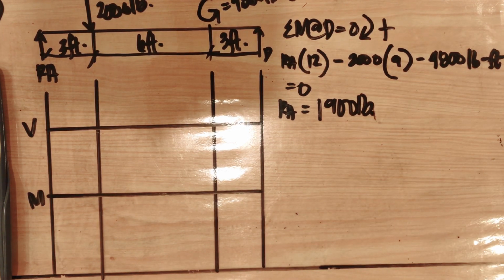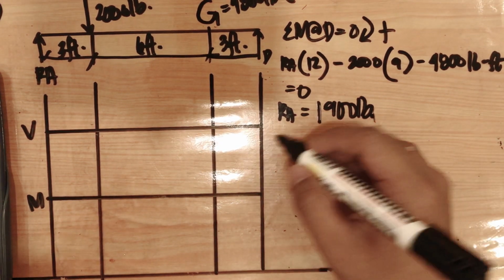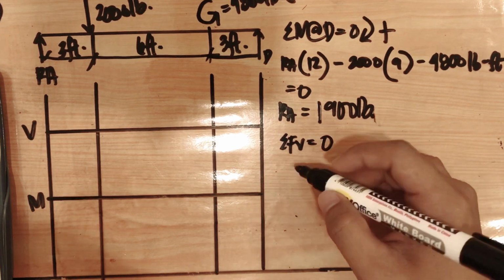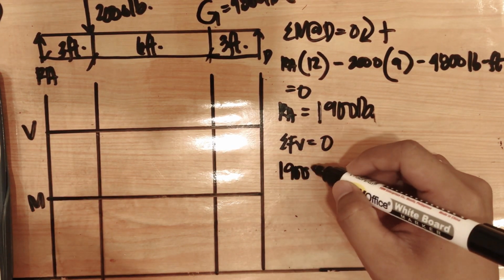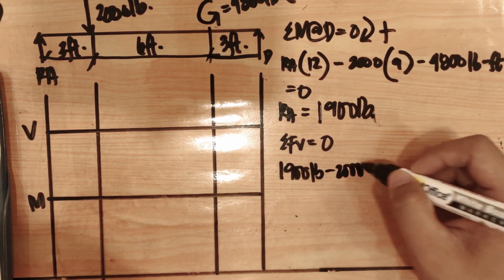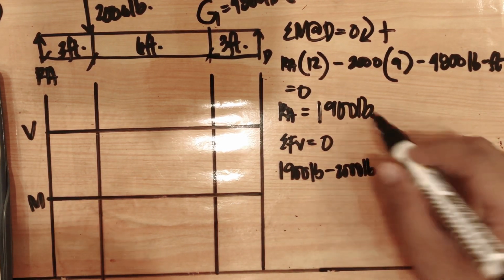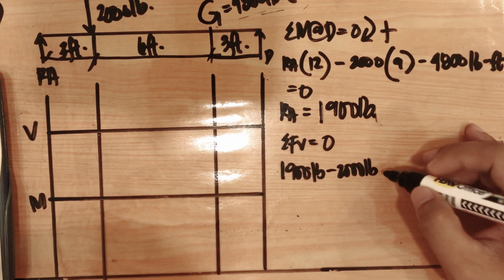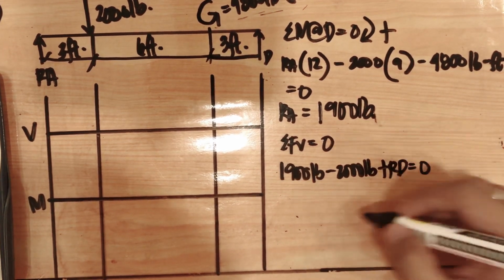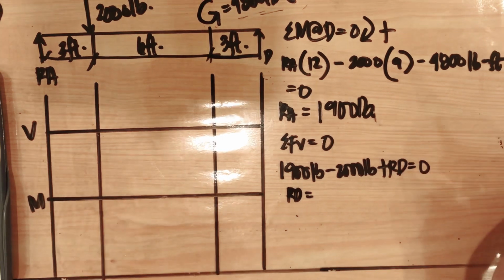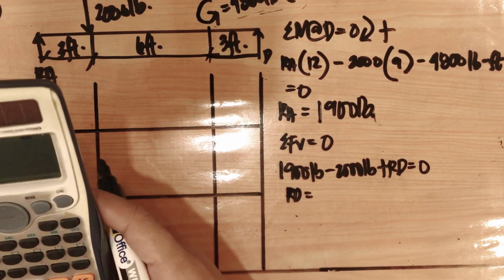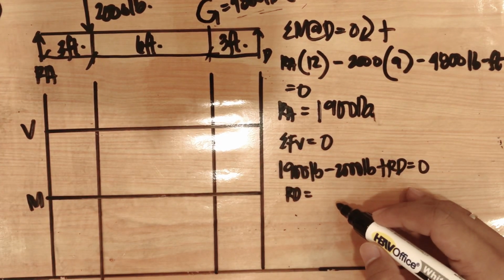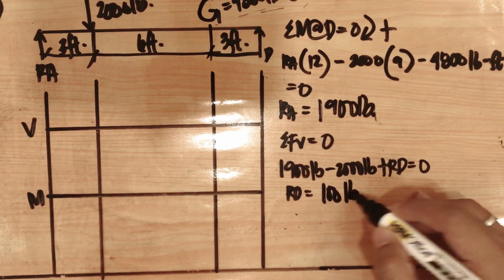Then next, to determine the reaction at D, summation of forces vertical lang tayo, equals 0. So 1,900 pounds minus 2,000 pounds. Since couple yan or moment, hindi na natin isasama yan. Plus RD equivalent to 0. So RD natin is equivalent to 1,900 minus 2,000 plus RD equals 0. So RD natin is positive 100 pounds. So ayan.